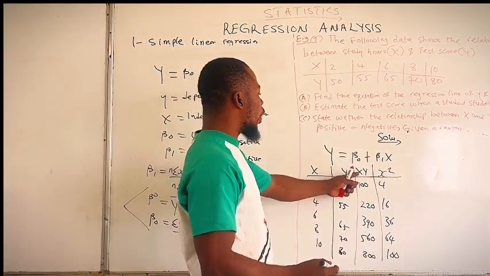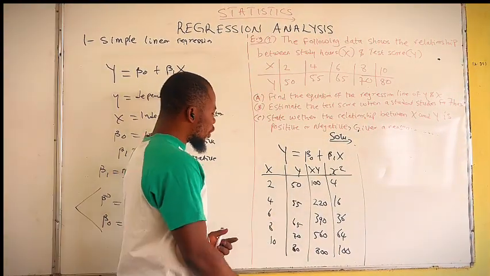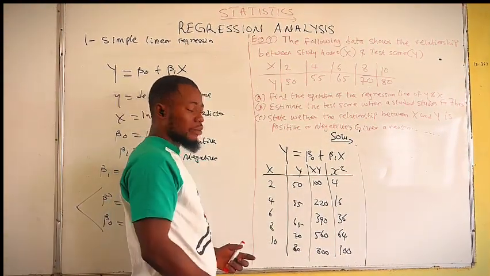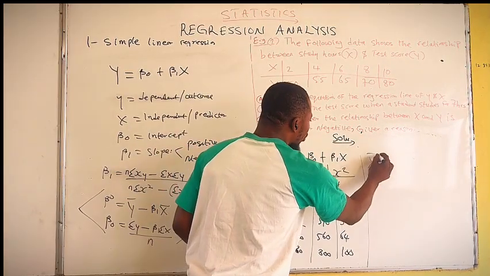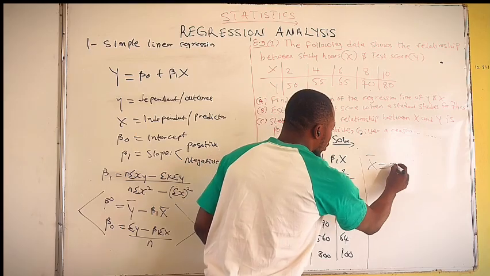Now we've gotten our xy and our x squared. Then we need all their summations. Summation means you add all of them together. Adding all the x together gives us 30.